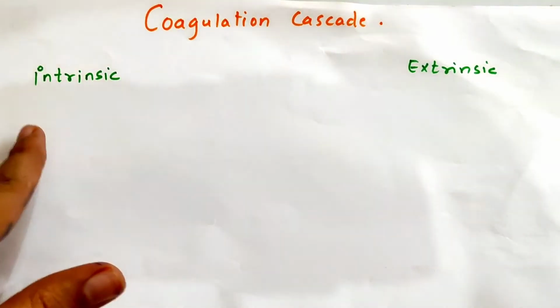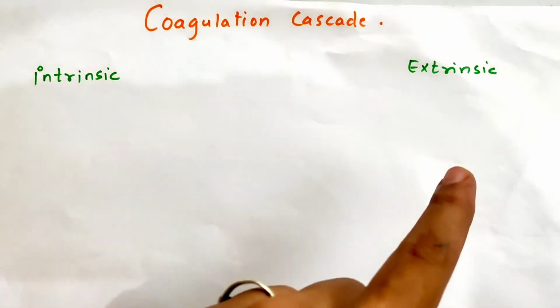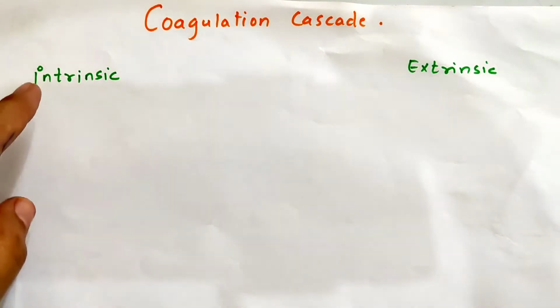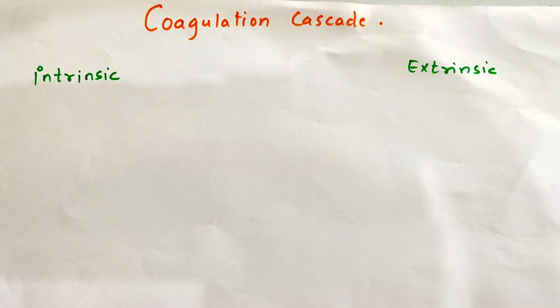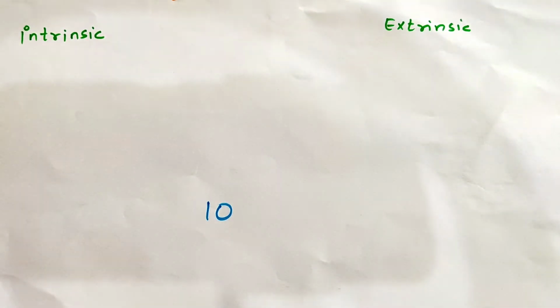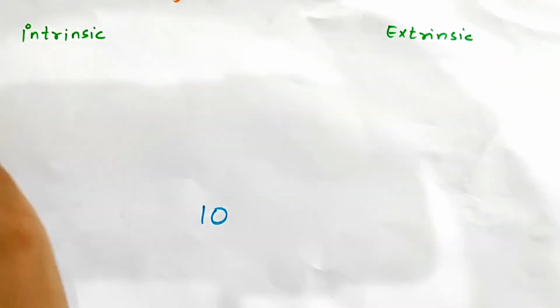Now let's jump to the very important coagulation cascade. It has two pathways, which are the intrinsic pathway and the extrinsic pathway. Whenever there is trauma to the blood vessel, it is called the extrinsic pathway, whereas the pathway which starts within the blood is called the intrinsic pathway. So what we have to form is factor number 10 in both these pathways. Intrinsic pathway has many factors and extrinsic pathway has only one factor, which is factor number 7.